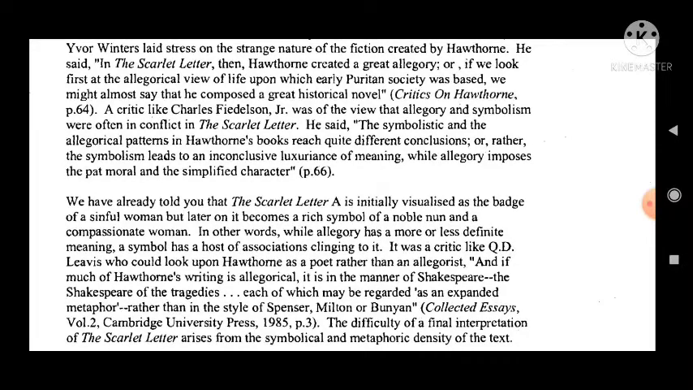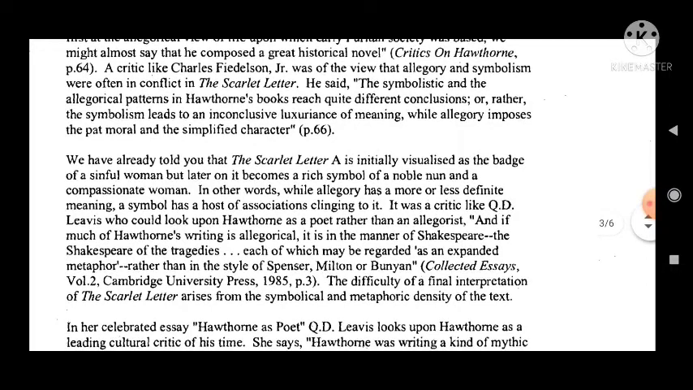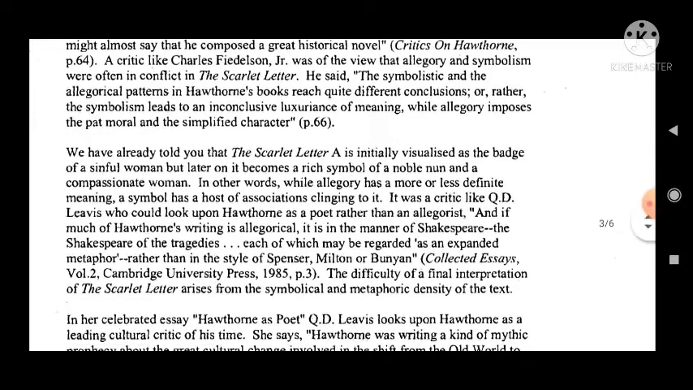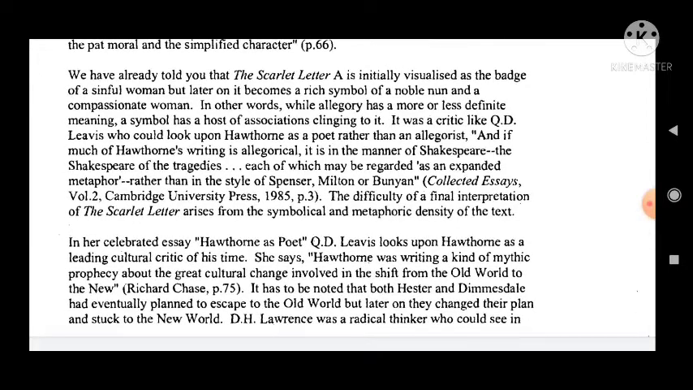Critics on Hawthorne, a critic like Charles Feidelson Jr. was of the view that allegory and symbolism were often in conflict in the Scarlet Letter. He said, the symbolistic and the allegorical patterns in Hawthorne's books reach quite different conclusions, or rather, the symbolism leads to an inconclusive luxuriance of meaning, while allegory imposes the pat moral and the simplified character. We have already told you that the Scarlet Letter A is initially visualized as the badge of a sinful woman, but later on it becomes a symbol of a noble nun and a compassionate woman.